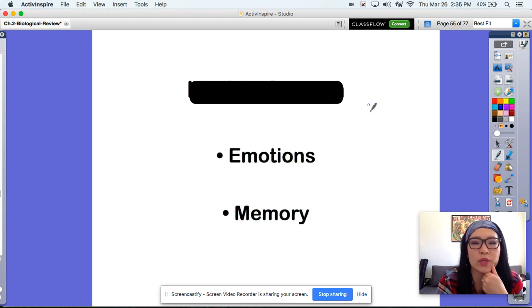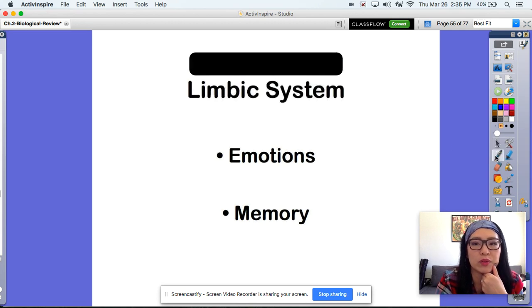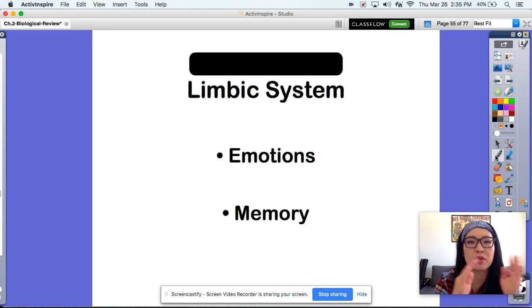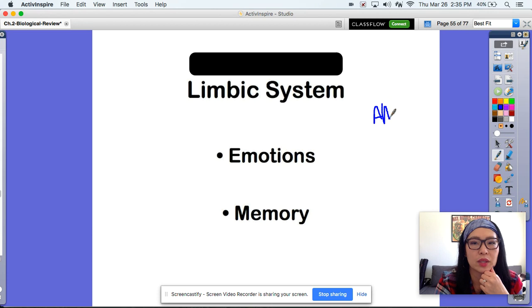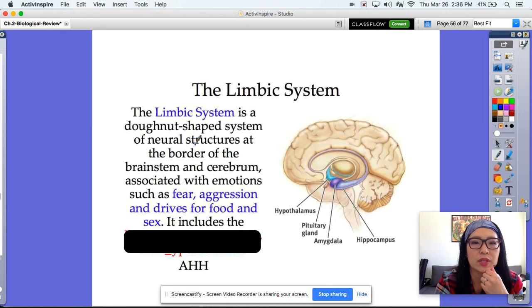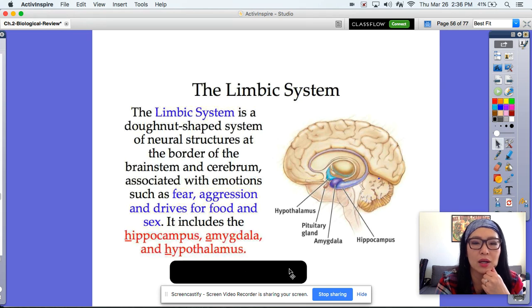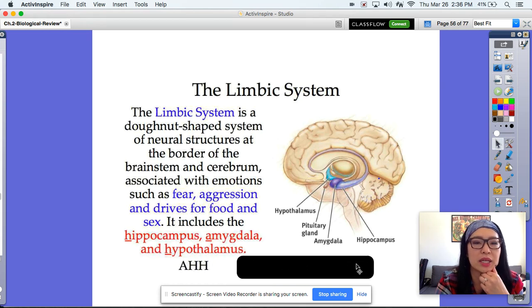Okay, then we have the emotion part of your brain, which is your limbic system. A quick review: the limbic system in general deals with emotions. That's the main function. Within the limbic system, we have three other parts. We have the amygdala, the hypothalamus, and the hippocampus. The limbic system looks kind of like a donut, and again it has the hippocampus, amygdala, and hypothalamus.